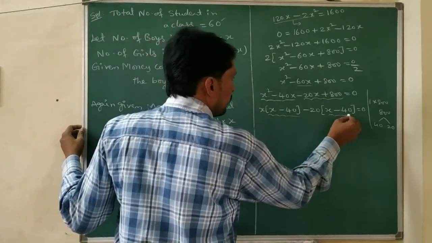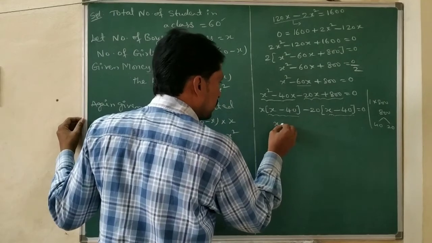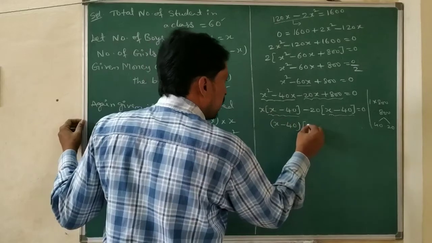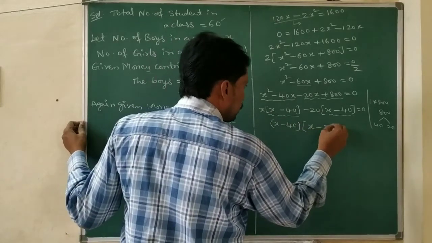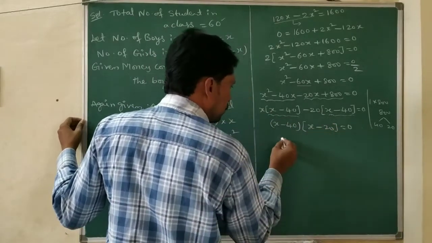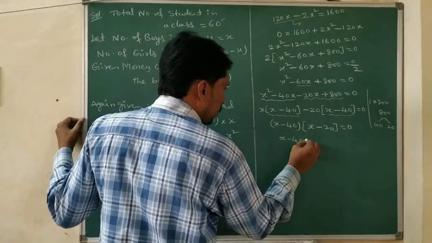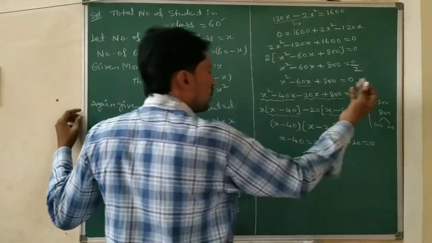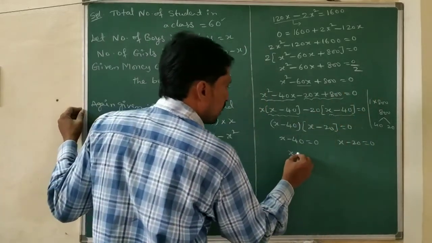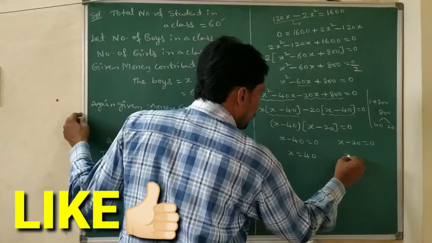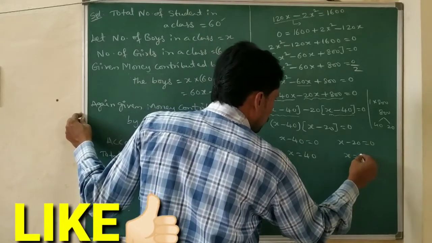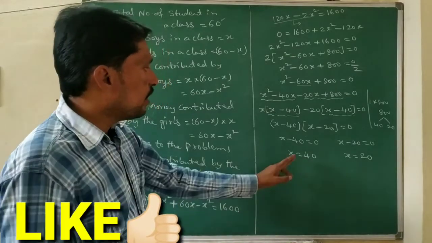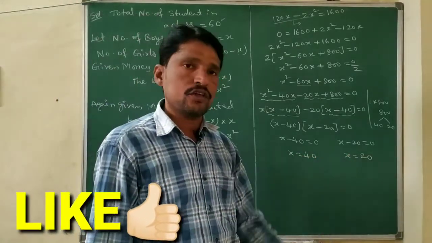Now here x minus 40, here also x minus 40. In total you can take x minus 40 common. So what remains? x, here minus 20, equals 0. Now individually write: x minus 40 equals 0, x minus 20 equals 0. This minus 40 you can transpose, so x equals 40, and x equals minus 20 becomes plus 20. We got two values of x: 40 and 20.